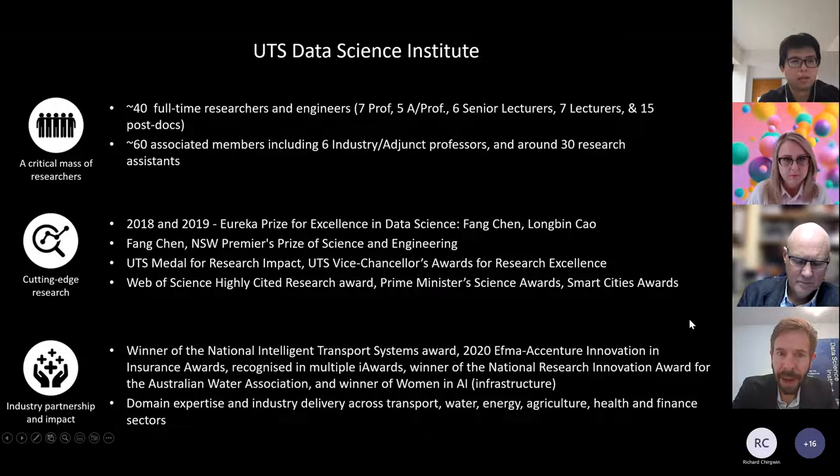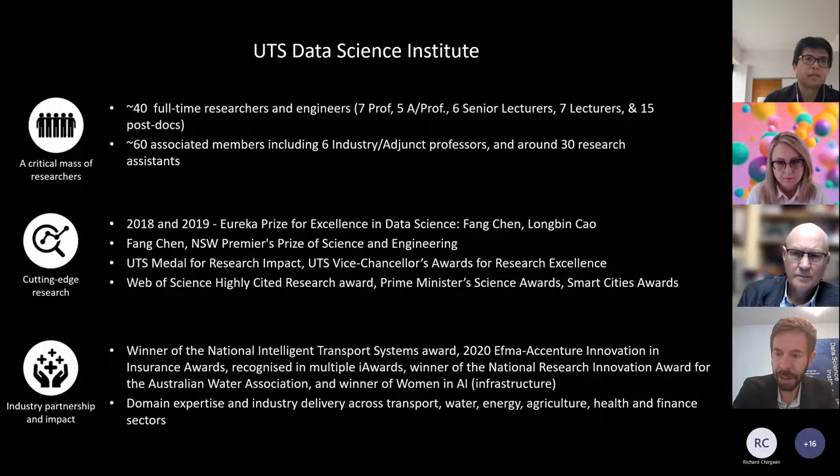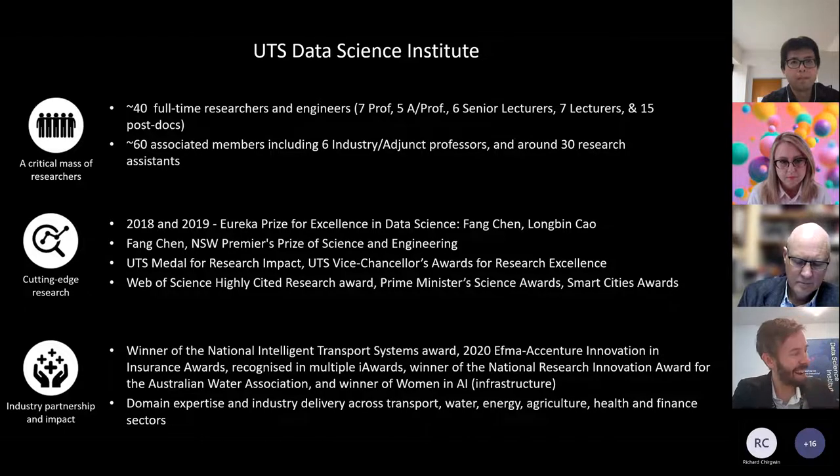Just to give you a sense of who we are, there's around 40 full-time researchers and engineers as part of the Data Science Institute. And the majority of those are working on applied industry and government-facing projects. The majority of the research staff are full-time in research, non-teaching academic staff. It's always great to highlight where we can some awards that really highlight the impact that we deliver out into the real world. So in addition to things like the Eureka Prize and the New South Wales Premier Prize for Science and Engineering, which are really fantastic awards that represent being at the leading edge of data science in Australia, the things I'm most proud of are the fact the team has picked up awards in the National Intelligent Transport Systems, FMA Accenture Innovation and Insurance, multiple I Awards, National Research Innovation Awards in the water sector.